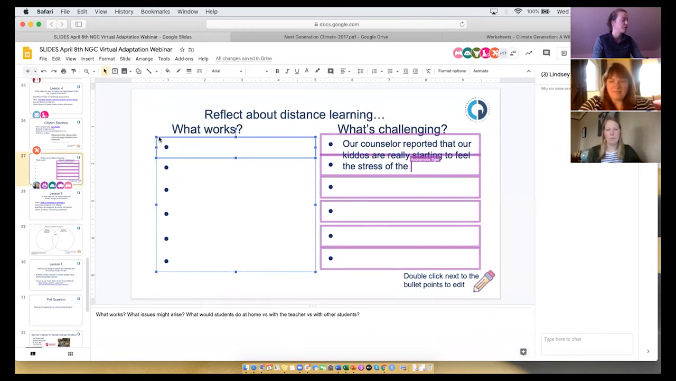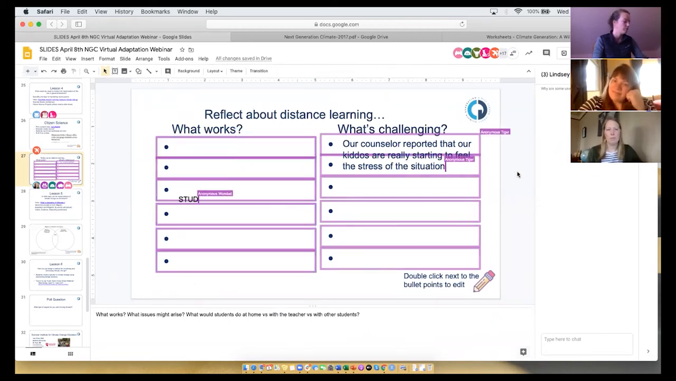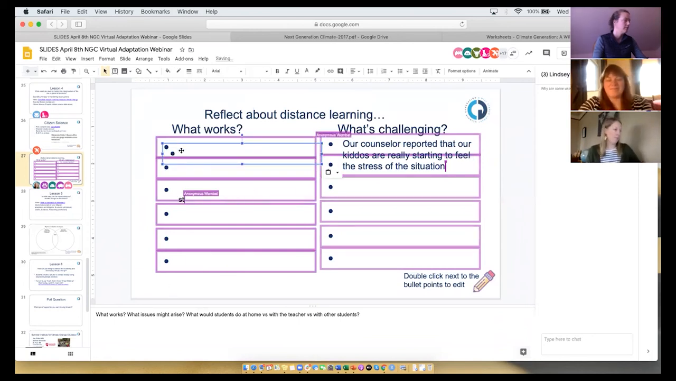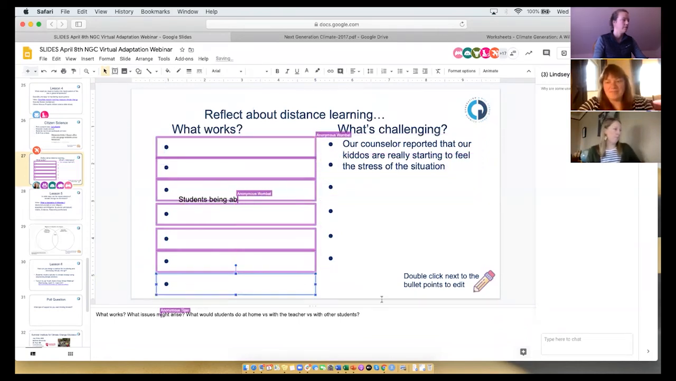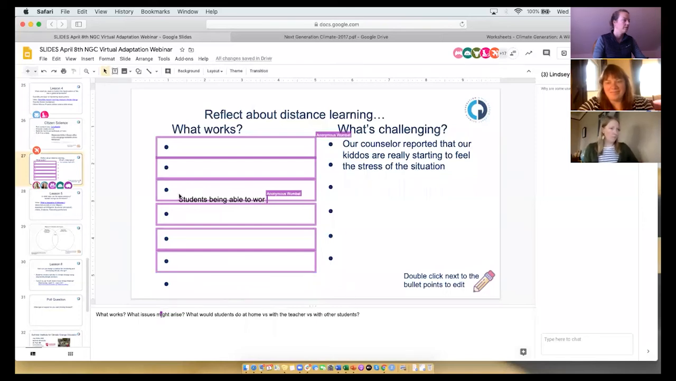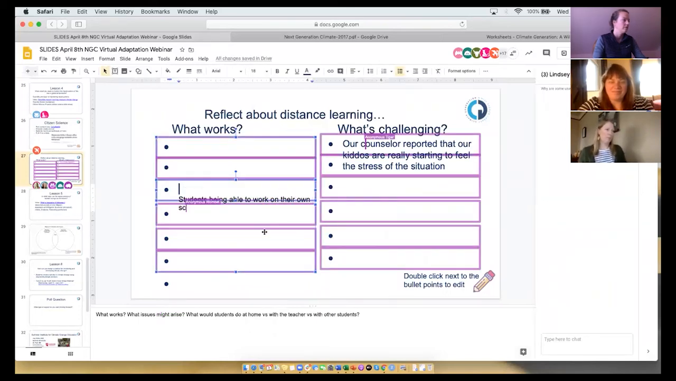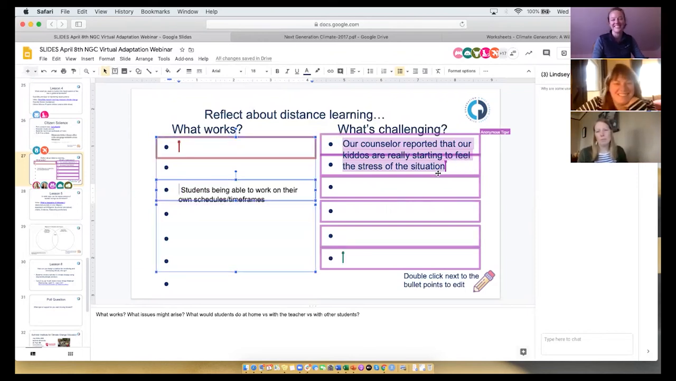And you can just double click on the bullet points. What doesn't work is using a large font for a small bullet point.